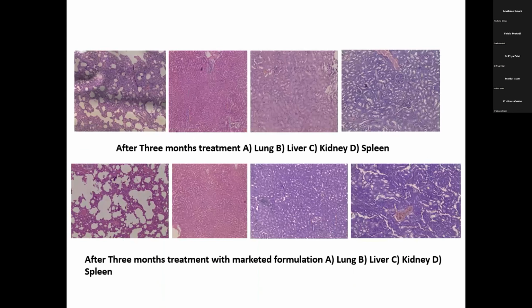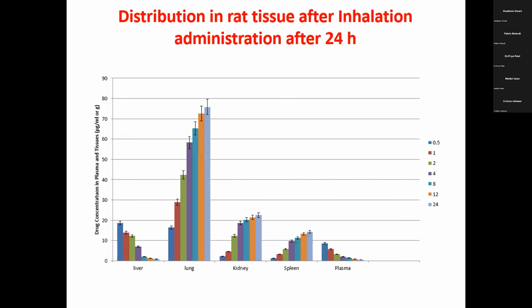After that, we delivered our formulations to the animals for up to 3 months, along with a marketed formulation as a reference, including paclitaxel IV. In this way, we came to know about the success, and we could see the remarkable difference, or remarkable efficiency, of our formulations against the developed lung cancer model.